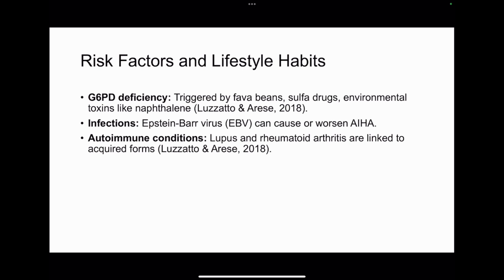Infections such as Epstein-Barr virus, EBV, can cause or worsen autoimmune hemolytic anemia. Additionally, autoimmune conditions like lupus and rheumatoid arthritis are linked to acquired forms of the disease.